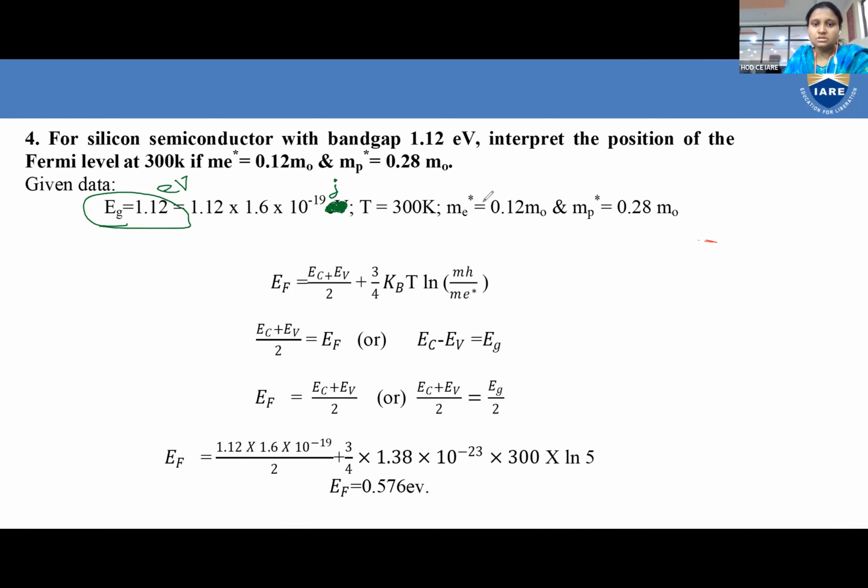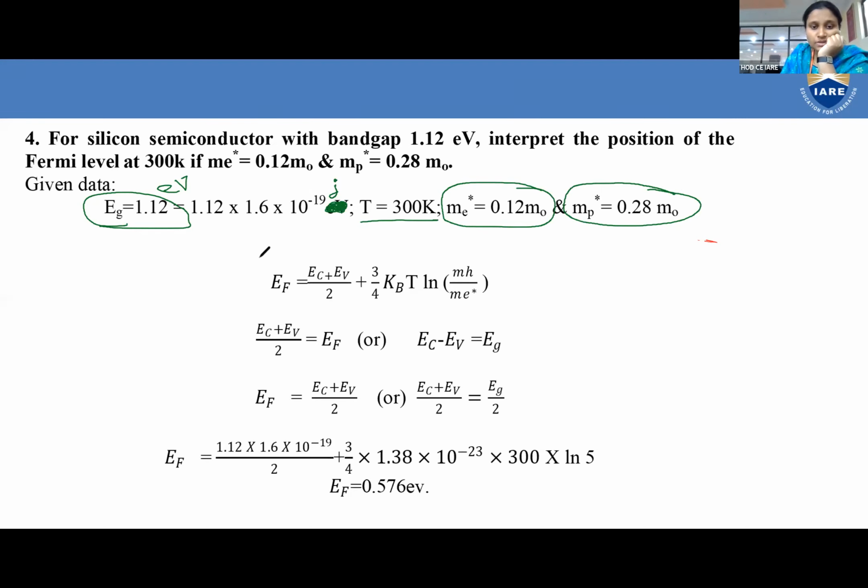So this is in joules. And we were also given temperature, which has to be in kelvins. Apart from that, the effective mass of electron is 0.12 times the rest mass of electron, and similarly, the effective mass of hole is 0.28 times the mass of electron.